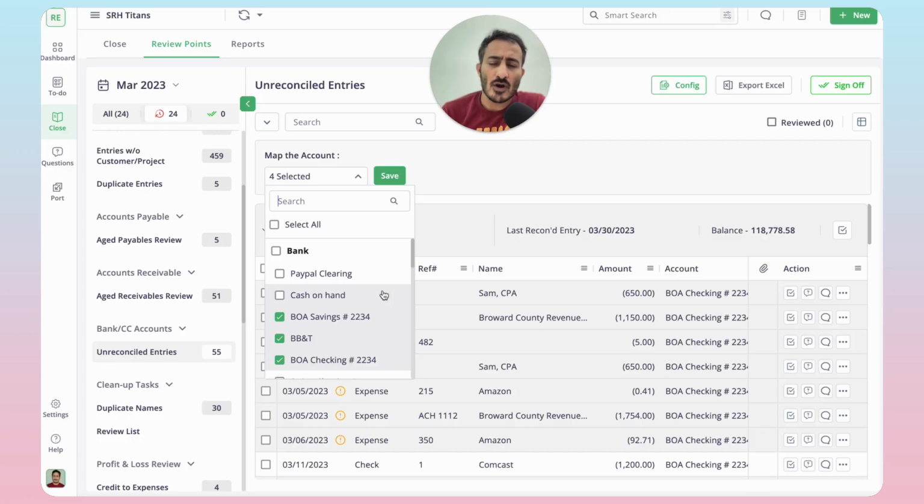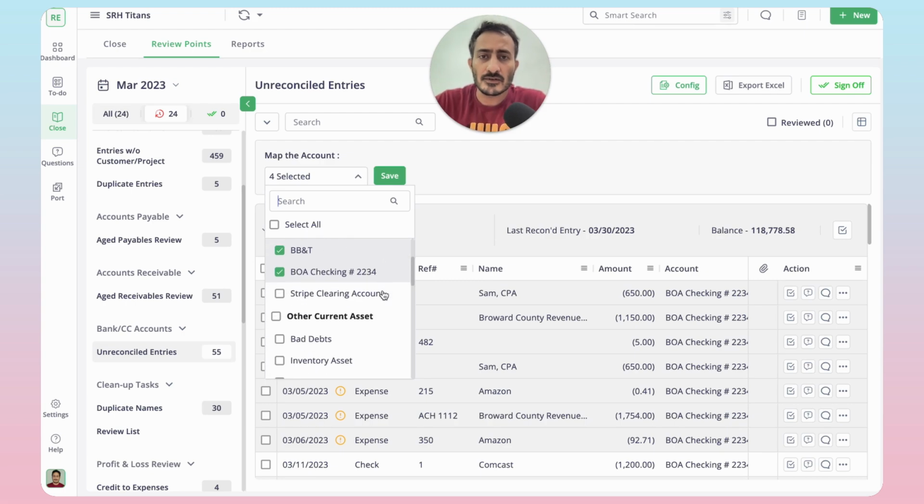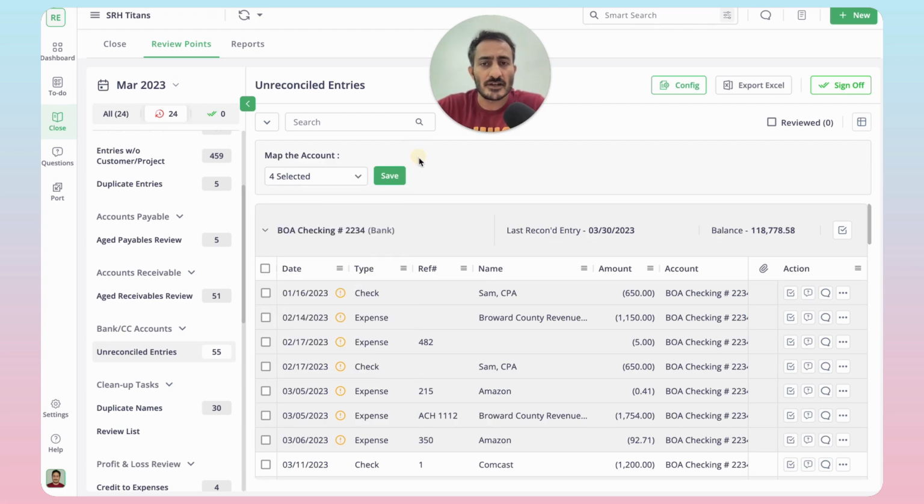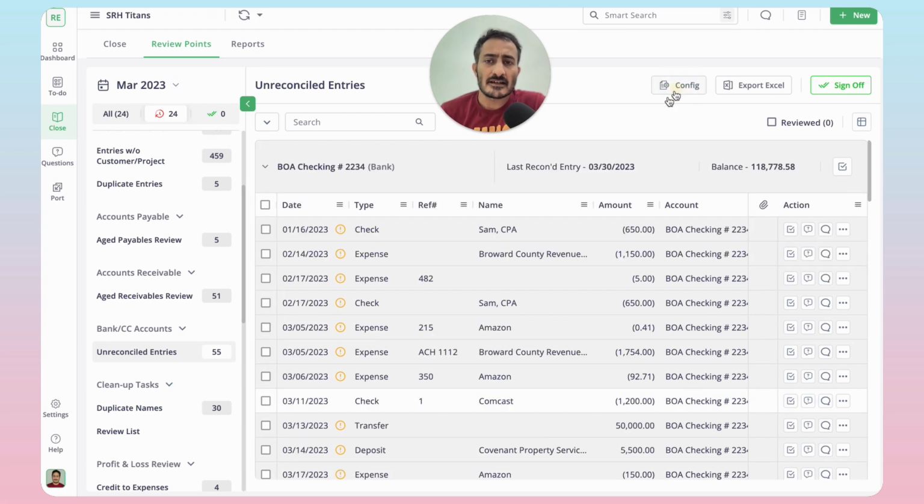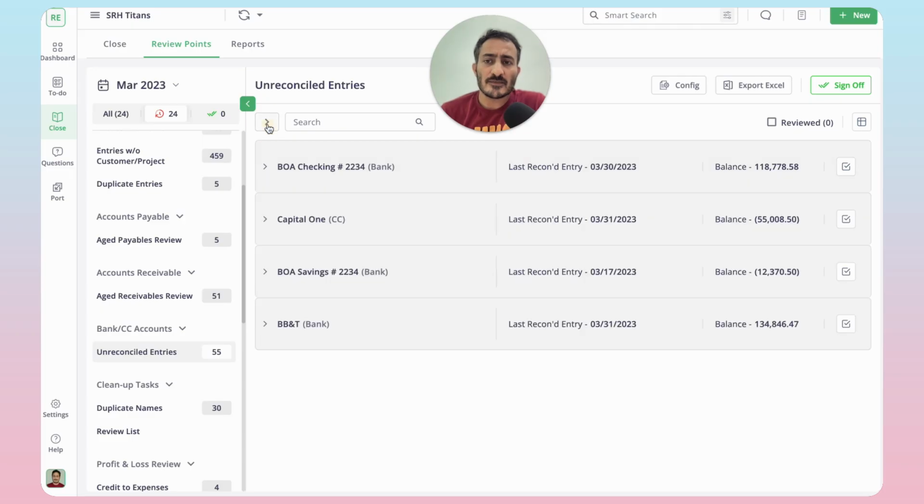So let's just say tomorrow, if you add a new account, bank account, credit card account, you can configure it and it will start pulling it up, right? So that's that. When you click on expand all, the best part about this is that you don't have to go through different reconciliations, just like you would do in QuickBooks or Xero. You can find all unreconciled transactions for all the bank and credit card accounts on one page itself. So that's like a beauty.